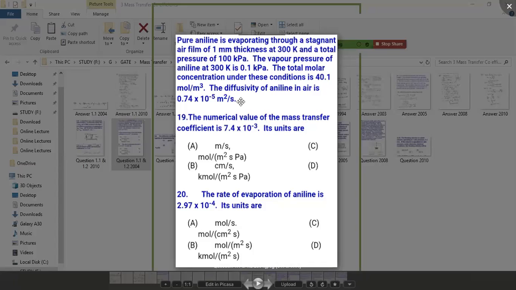So what is the unit? They ask us to say the unit. According to it, what will be the unit of mass transfer coefficient? They ask us to calculate the unit of mass transfer coefficient.